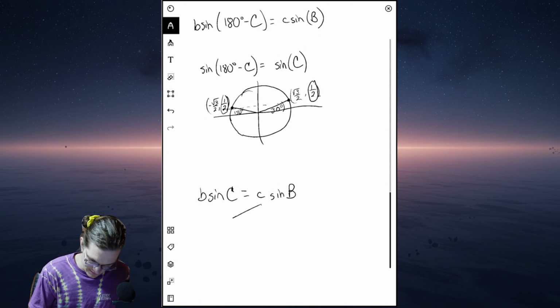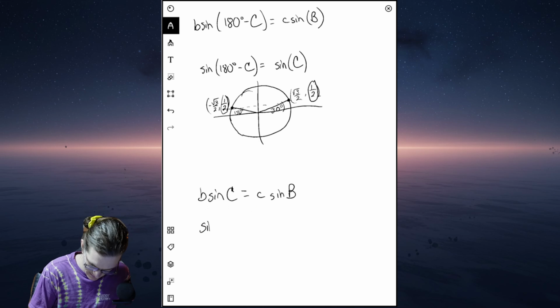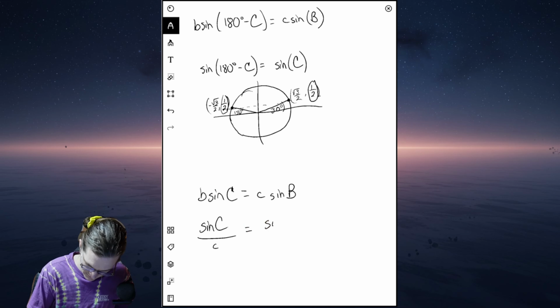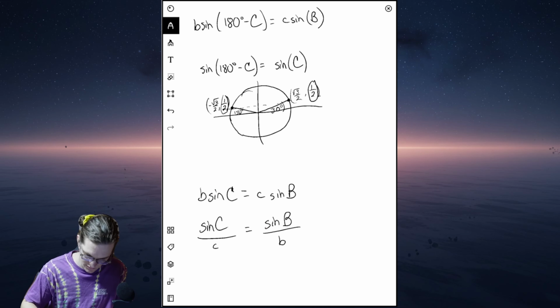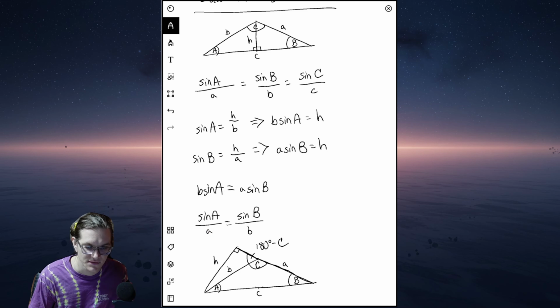And same here, this goes over there, this goes over there, because of algebra, right? Divide this by c, so sine of C over c, divide this by that b, sine of B over b. And we know that sine of angle A over side a equals sine of angle B over side b.